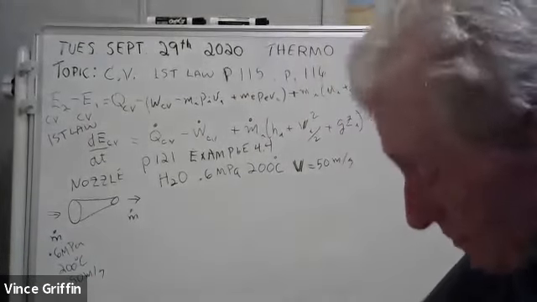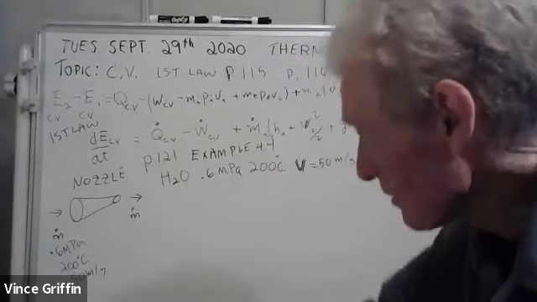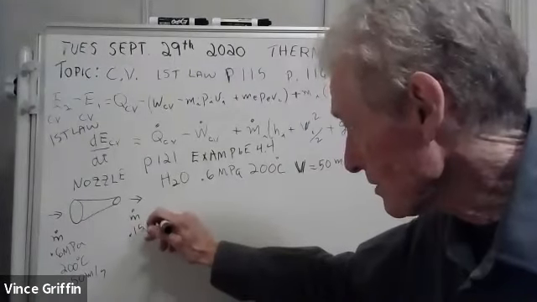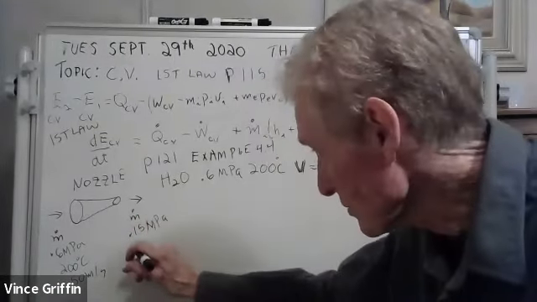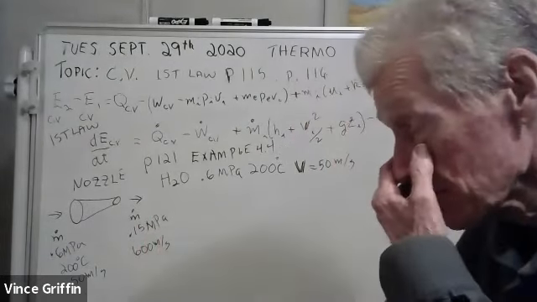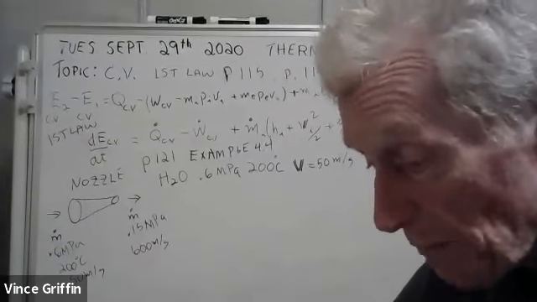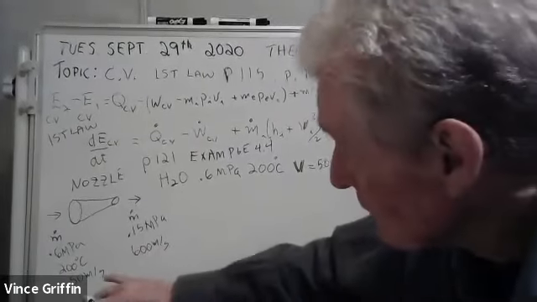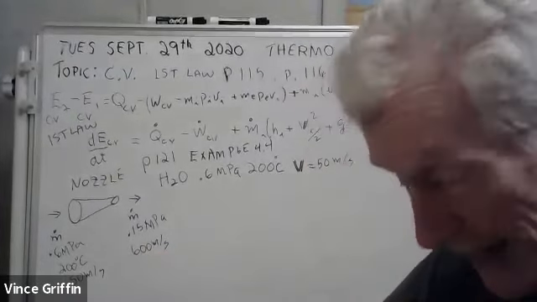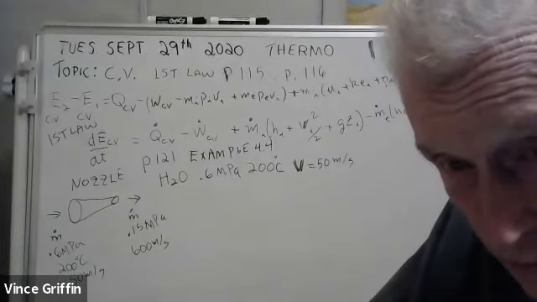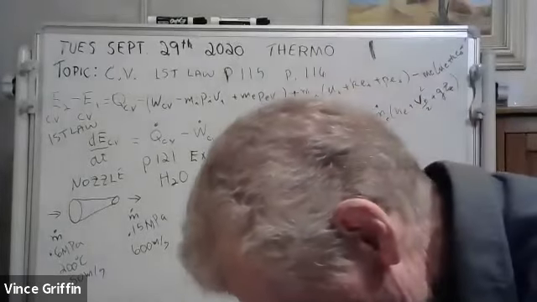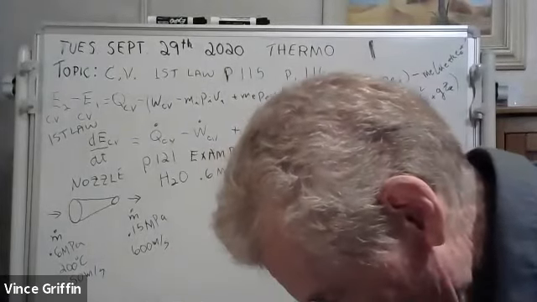And then it goes out. Let me read this. It leaves at a pressure of 0.15 megapascals, velocity of 600. By the way, that's the whole purpose of nozzles, is to speed up. See, it came in at 50 meters a second. It goes out at 600 meters a second. That's what nozzles do. They increase the velocity. Well, I think that's all the information. They want to know the final temperature.